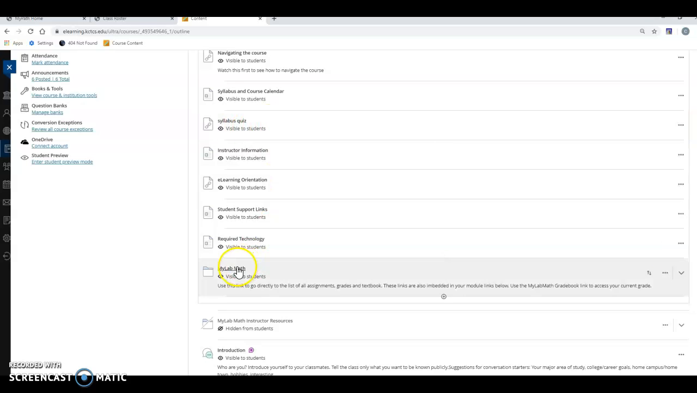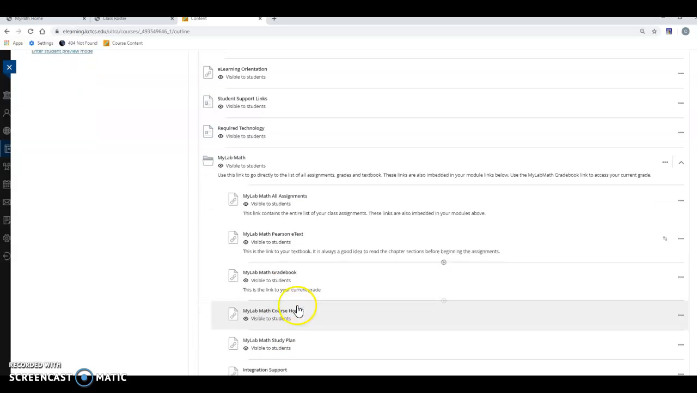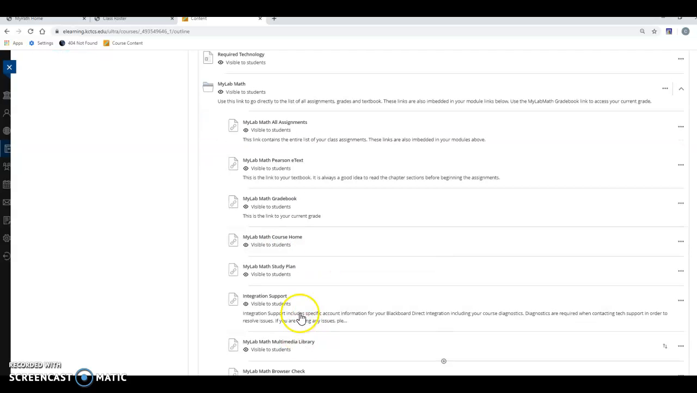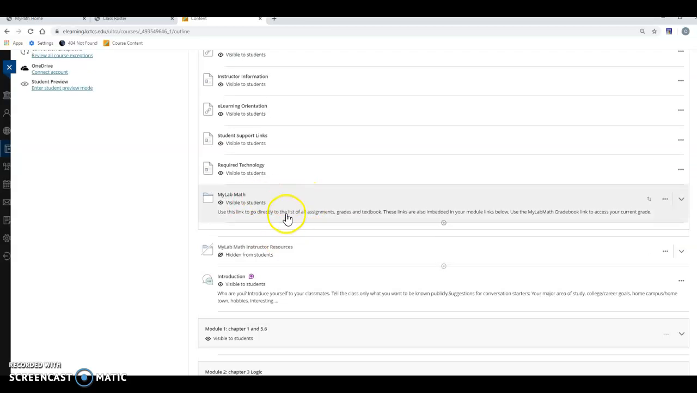And then also everything is in this MyLab Math link, all the assignments, anything that you're looking for that's the crux of the class, the assignments, the tests, the quizzes, the homework, the syllabus quiz, all that. You can click on MyLab Math and that takes you directly to everything. So all assignments, your textbook is in there, your grade book, you can see your grade at any time, it's continually updated, and then some other supports for the course.